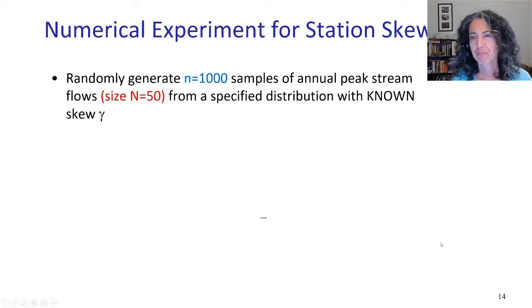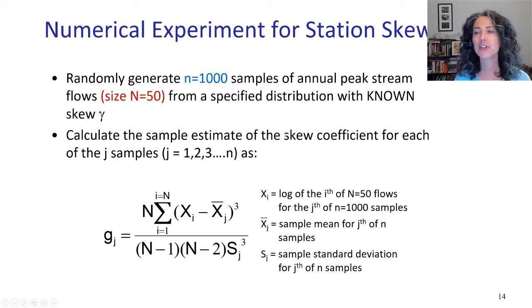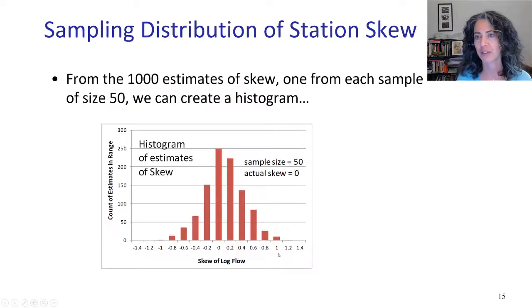In this case, we're going to randomly generate 1,000 samples that each are size n equals 50. And we're going to sample them from a distribution with a known skew. And in this case, by the way, I'm showing skew as gamma, which is the Greek G. So now for each of these 1,000 samples, each of sample size 50, I need to compute the skew coefficient of that sample. So here's just the sample skew equation, and for each sample, I compute a sample skew from the 50 values.